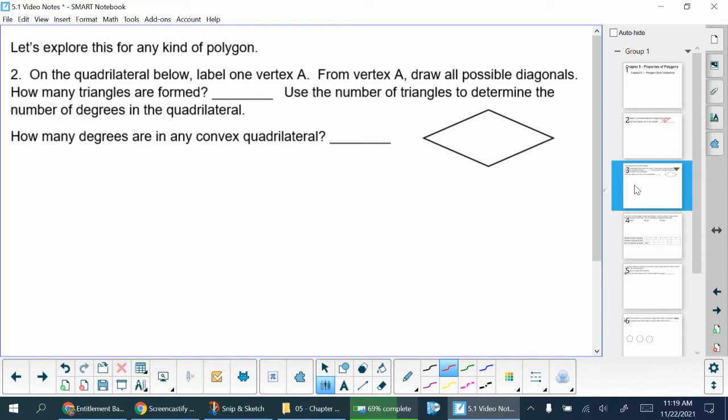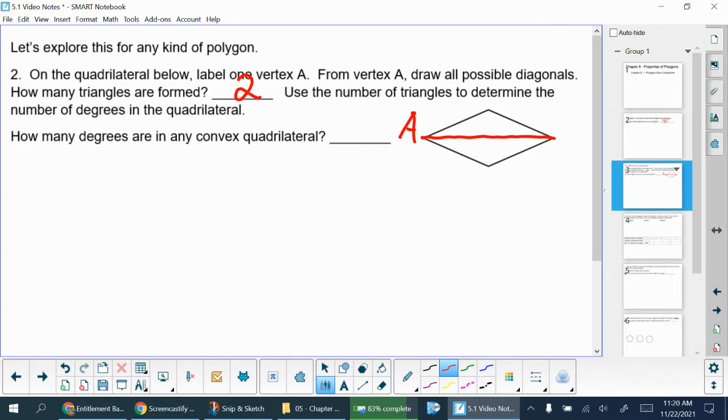What I want you to do on that quadrilateral is to label any of those vertices you feel like A. Then I want you to draw every possible diagonal from point A. For this one, that would mean just that diagonal. There's no other diagonal to draw in. And on this, you can see that splits our quadrilateral into two triangles. If any of you put A at a different point, you're going to see different triangles, but it's still going to be two triangles.